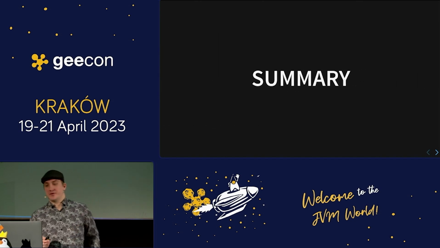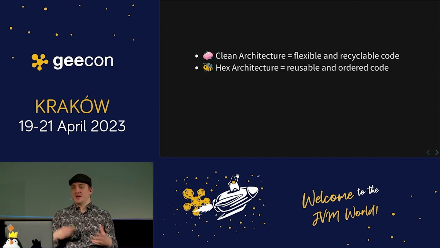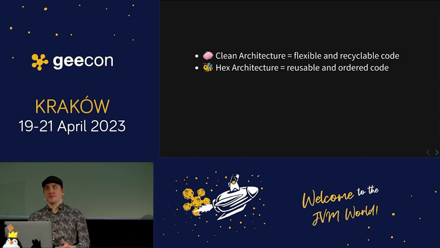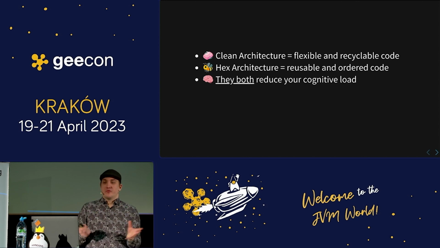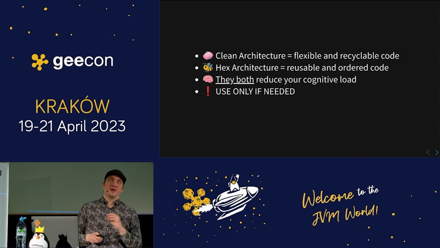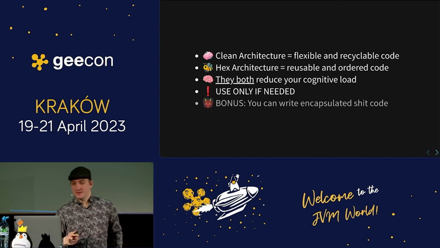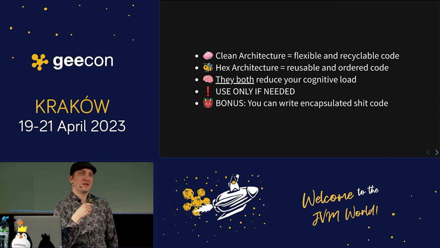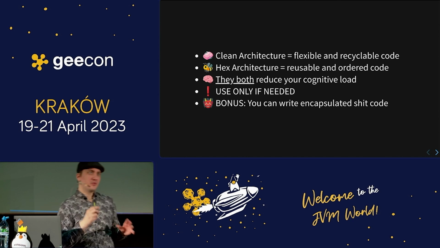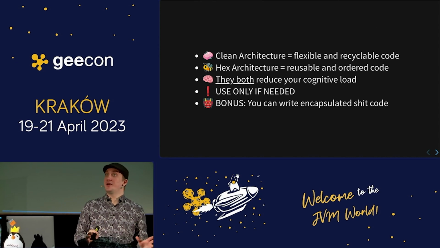So let's go with a quick summary. Clean architecture is flexible and recyclable code. Hex architecture is reusable and ordered code that we can easily test and mock. They both will reduce your cognitive load. However, use them only if needed. Don't use them for small applications, and don't put them in places where there will be a lot of friction in using it. And what's interesting is there's a small bonus for those who, in fact, hate writing clean code: if you put it in small containers, if you use encapsulation, you can put everything in it. Everything, as long as it's tested.